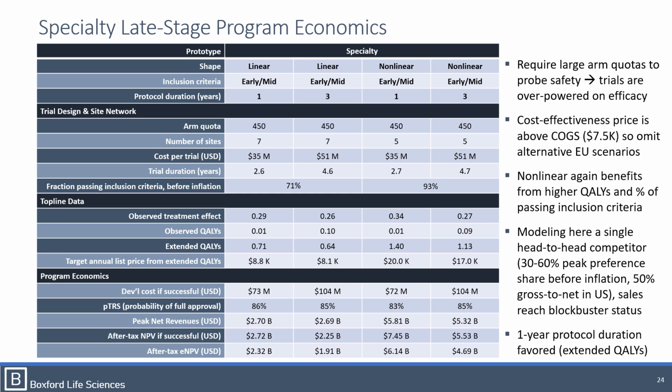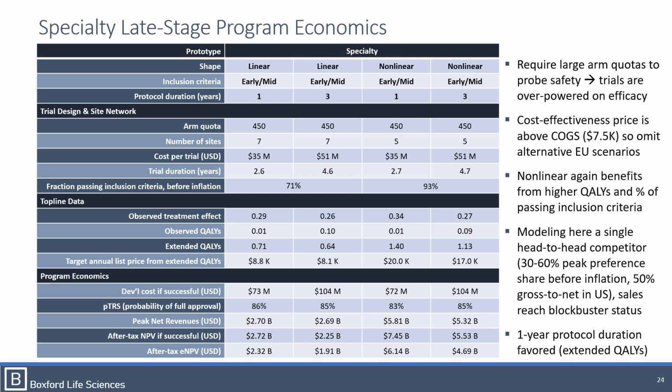When we move to specialty, now we have an order of magnitude again, more patients that are available. And so because of that, we're going to assume a traditional 2-trial regulatory pathway. And we're also going to now assume that we need to have more patients in each one of these trials in order to appropriately measure safety before we get that full approval.